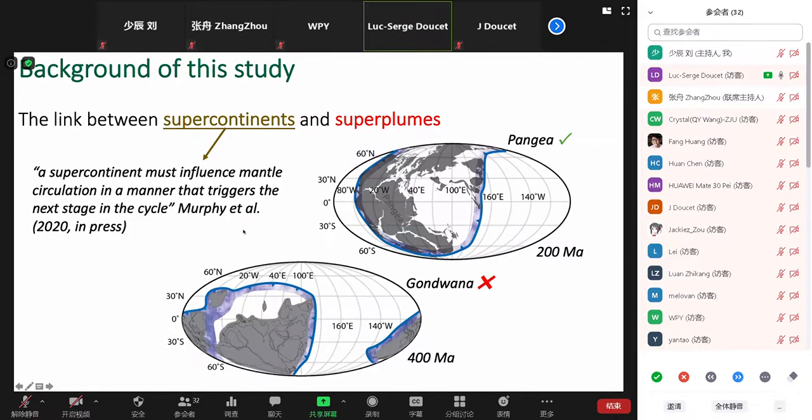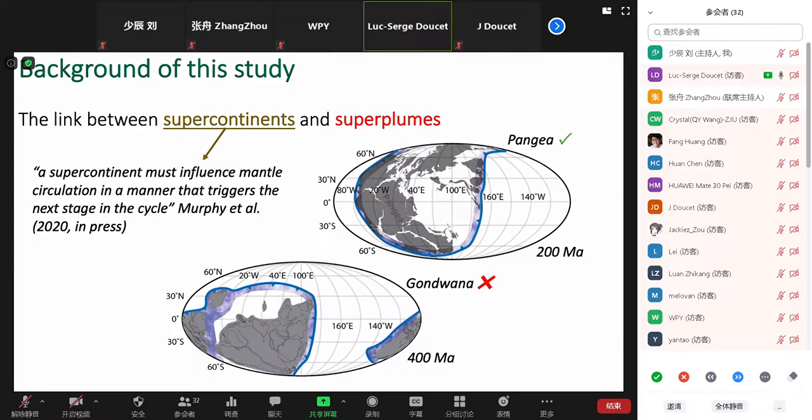There is another definition you can use to define what a supercontinent is, in a paper newly published by Murphy et al., who is also a co-author of the study. It said that a supercontinent must influence mantle circulation in a manner that triggers the next stage in the cycle. So what does it mean? It means supercontinents should be big enough to influence what's going on in the mantle. And using that definition, Pangaea is still a supercontinent and Gondwana is not. So we're going to stick with this definition for supercontinents.